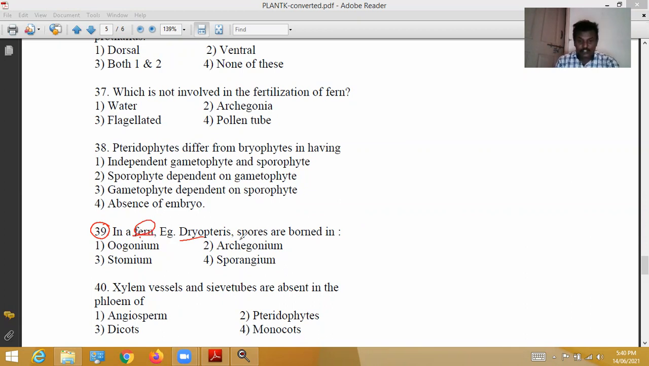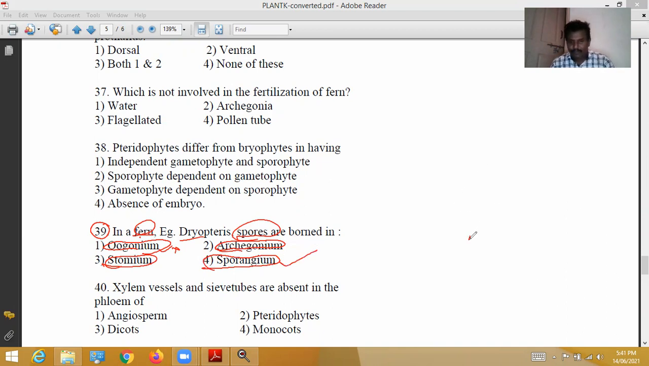In this fern, spores are formed in sporangium. Generally, gonium is not formed in fern plant, that is pteridophyte. So option 1 is wrong. Archegonium. So in the archegonium, spores are not formed. Stomium, it is not at all formed in pteridophytes. So three options were wrong, then ultimately the fourth option is correct.